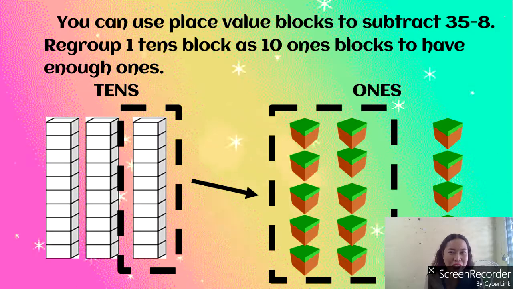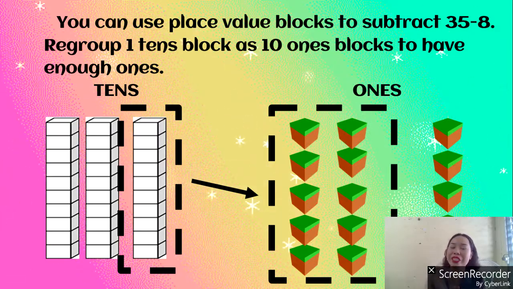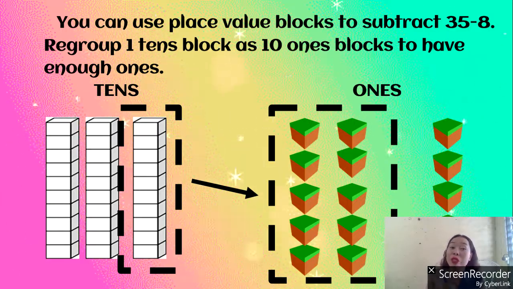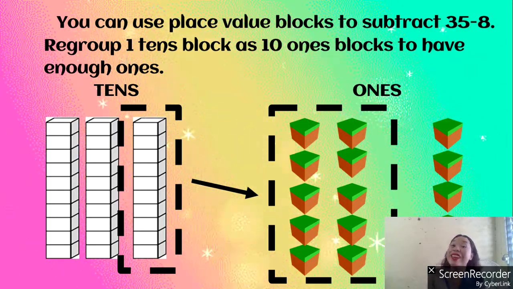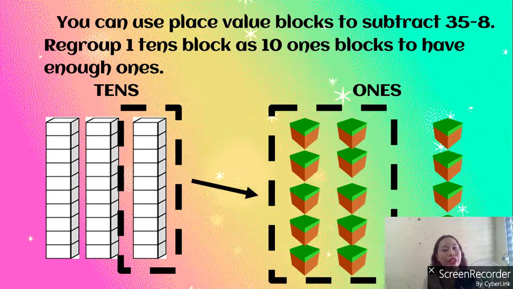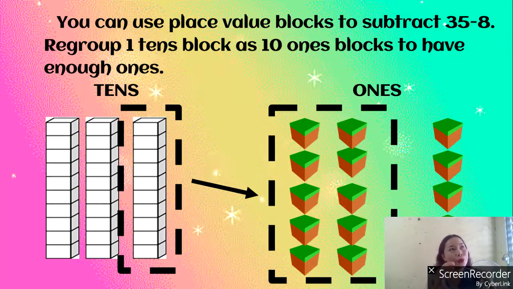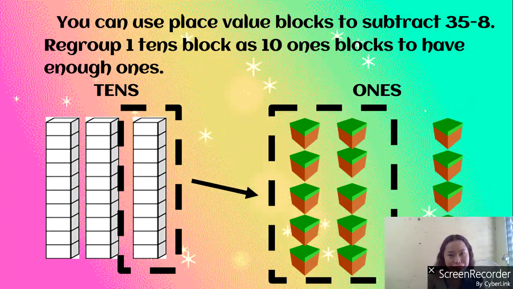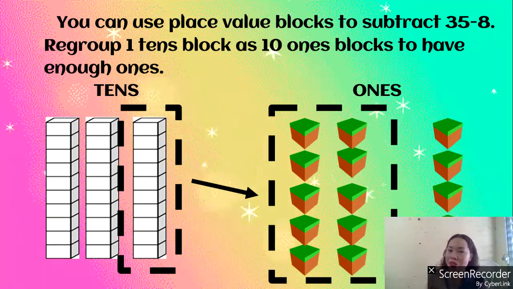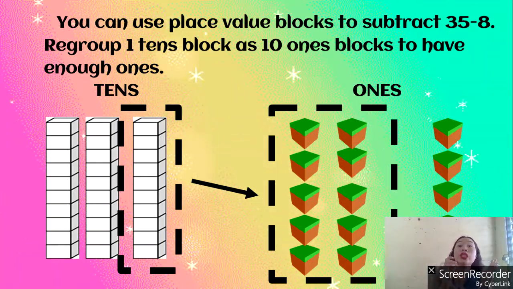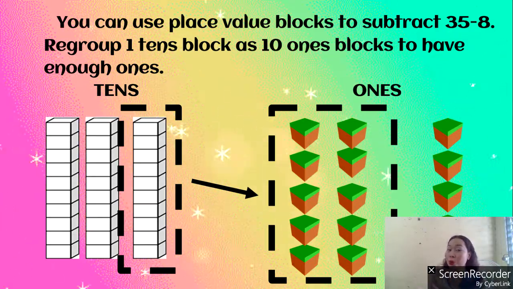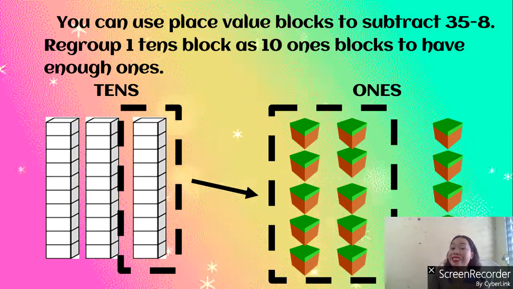Let's try to use this strategy. You can use place value blocks to subtract 35 minus 8. We are going to regroup 1 ten block as 10 ones blocks to have enough ones. So we have 35 as our whole number and we need to take away 8 from it. Okay? So in order to get the exact answer, let us separate the first 10 here. And let us just put the 2 tens here intact.